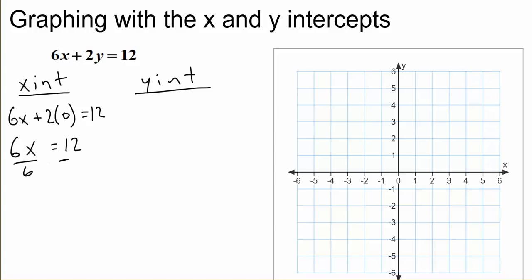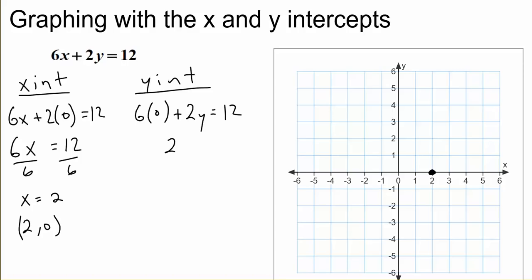We'll divide by 6, and we'll say that our x-intercept is at 2. That's the point (2, 0). Our y value is 0. Anytime we're on our x-axis, our y value is 0. For our y-intercept, we'll substitute in a 0 for x. That's going to eliminate the x term. So we've got 2y equals 12. We'll divide by 2, and we'll get y equals 6. That's going to be the point (0, 6). We're on the y-axis, the y-intercept, and that will be at 6.